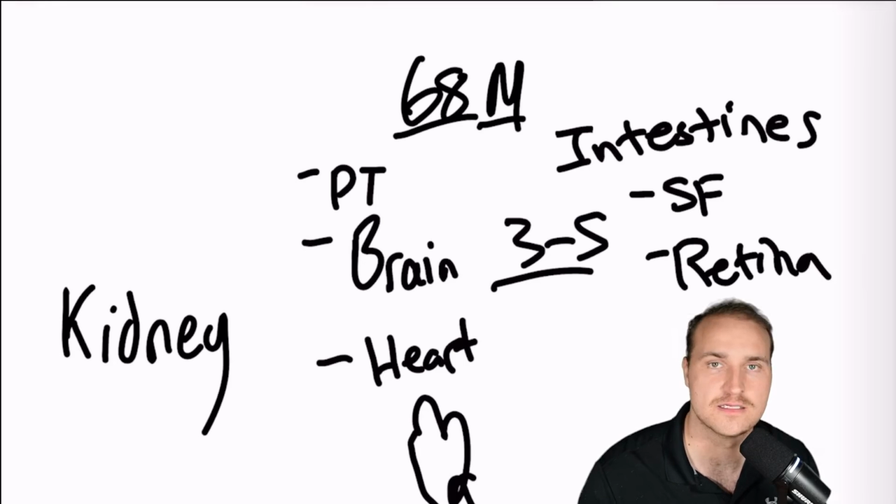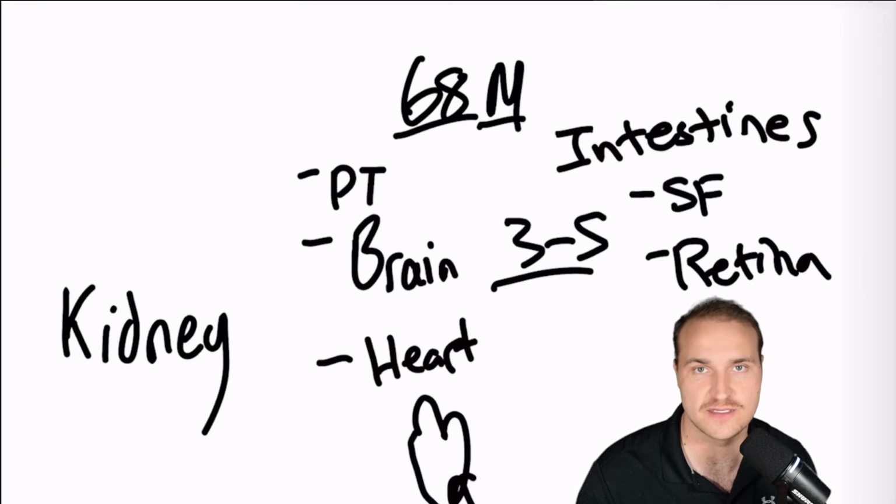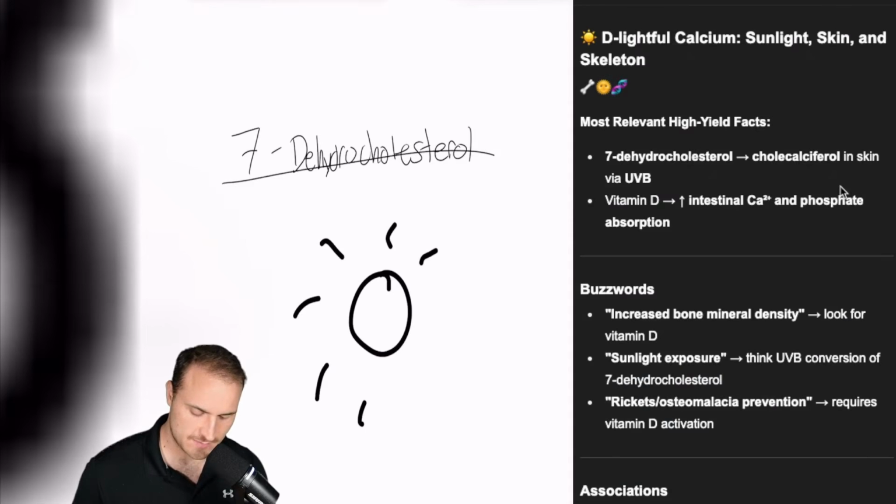Another big one is the retina. Those cells have high oxygen demand and there's no collateral flow. And so if you have central retinal artery occlusion, then you're going to have painless vision loss. No oxygen, central retinal artery is occluded. Cool beans.